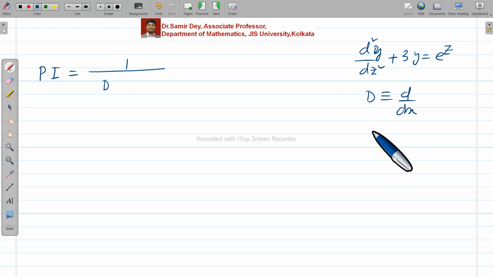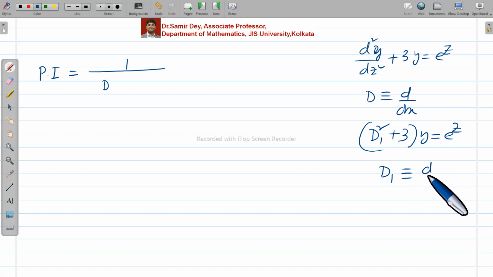If you want to consider D1, okay, you may, there is no issue. So it will be D1 square plus 3y equals e to the power z. Is it clear? From here, this notation, you may write d square, so the double derivative is there. What does D1 mean? D1 stands for d by dz. Clear? If anyone has mentioned D, please rectify it, because D stands for the derivative with respect to x only. Please, this is my request. So now your equation is this.